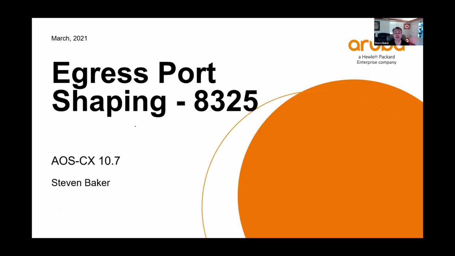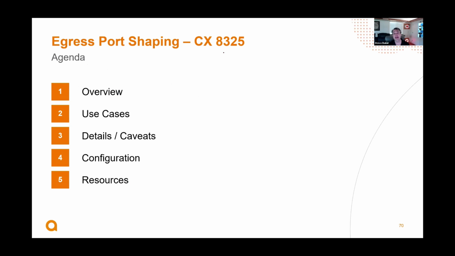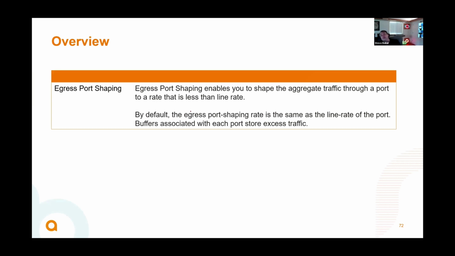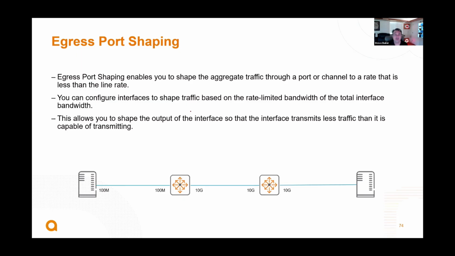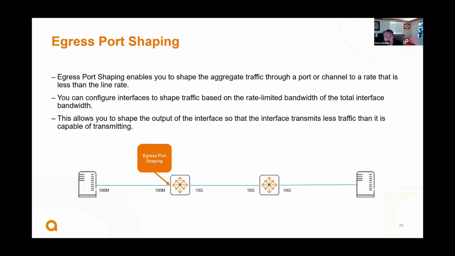The next one is egress port shaping. This has been added to the 8325. Egress port shaping enables us to port shape an interface to less than the line rate of that interface. So when we're doing egress port shaping, you enable shaping of the aggregate traffic through a port that is going to have to be less than the line rate of the port. And of course, you can configure these interfaces to shape this traffic based on the total interface bandwidth. That's what we're going to be concerned about.